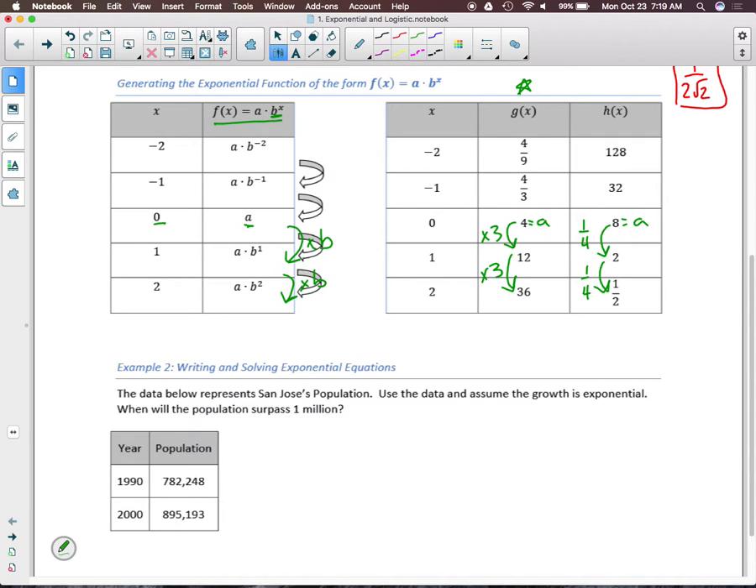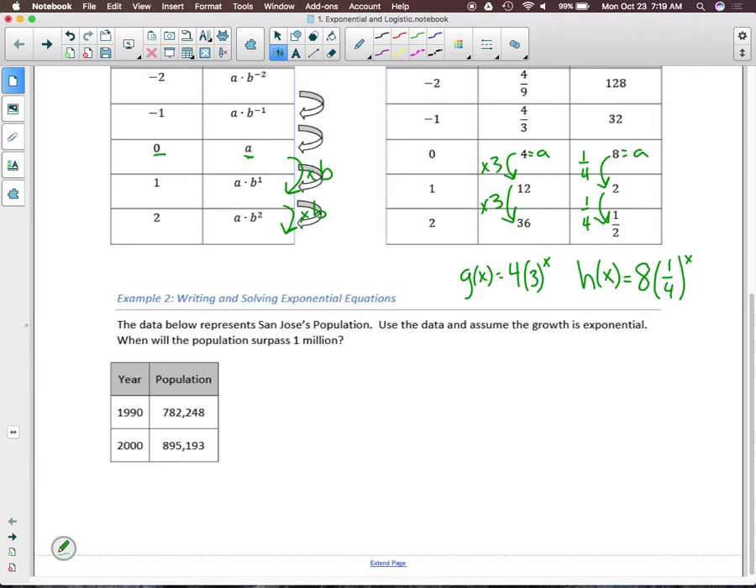Now I can write what g of x is. g of x is going to equal the a value, 4, times the b value, raised to the x power. We get the same exact idea for h of x. It's going to equal a times our b value, raised to the x. Now I'm just going to do an example of this. If you feel like you get it, you can skip this part.